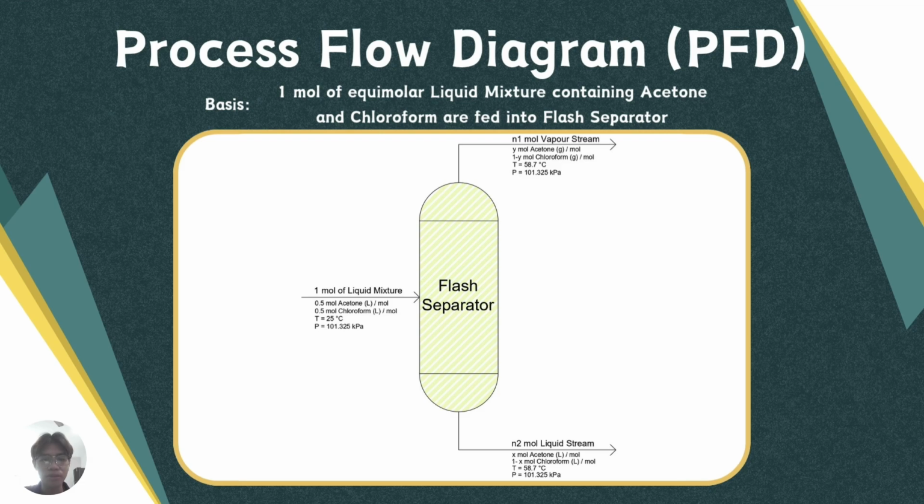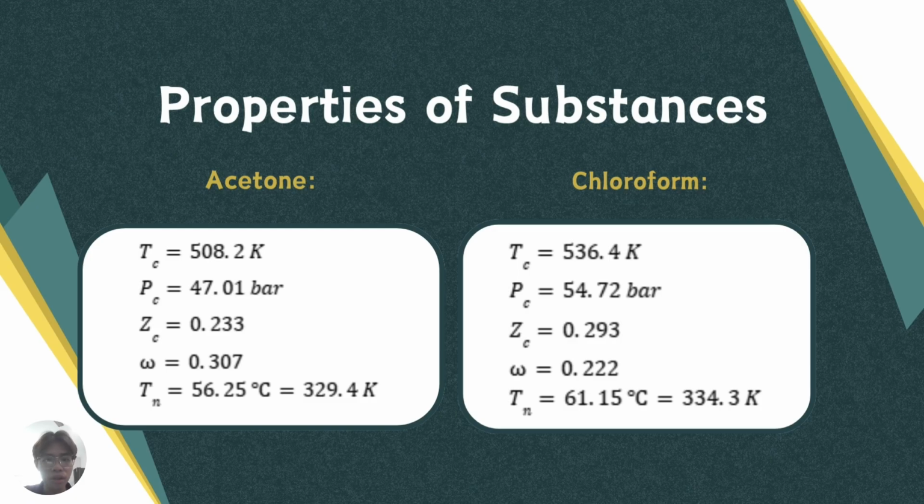The basic assumption is that an equimolar liquid mixture containing acetone and chloroform is fed into the flash separator. Both substances will operate at a temperature of 25 degrees Celsius and 101.325 kilopascal for the inlet stream. At the outlet stream, we have both vapor stream and liquid stream operating at the temperature of 58.7 degrees Celsius and the pressure of 101.325 kilopascal. This is the property of both substances.